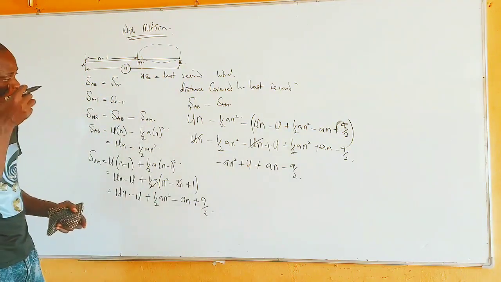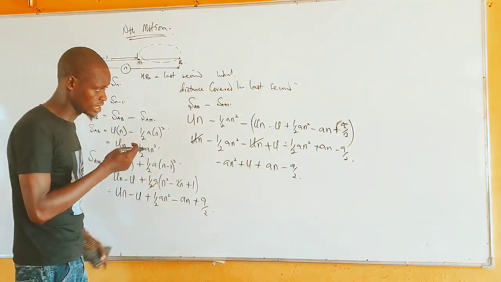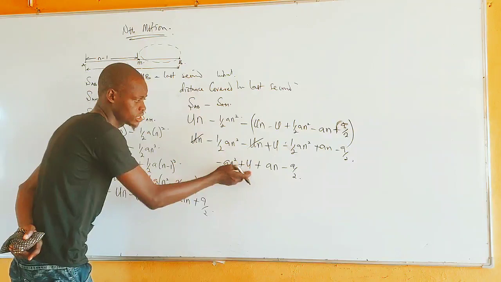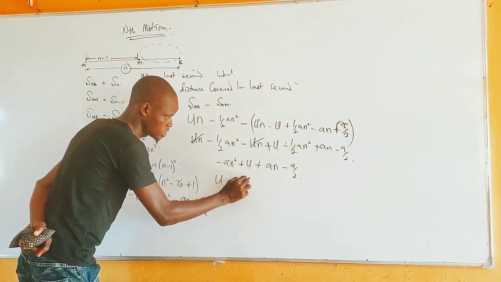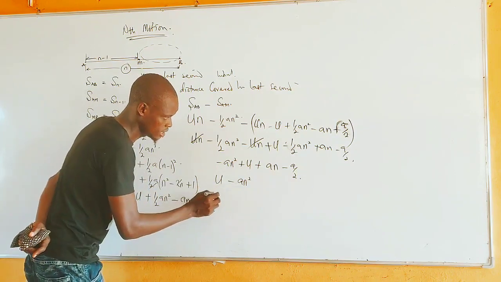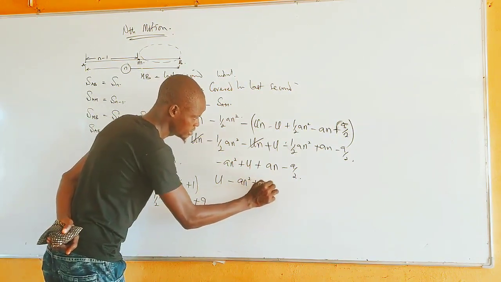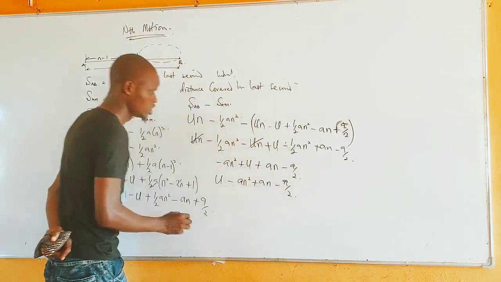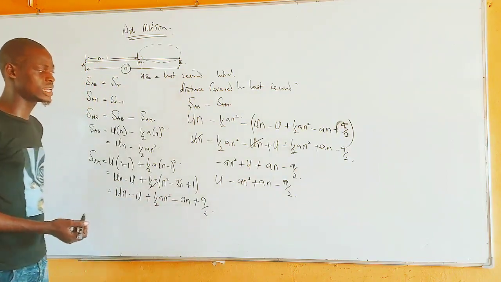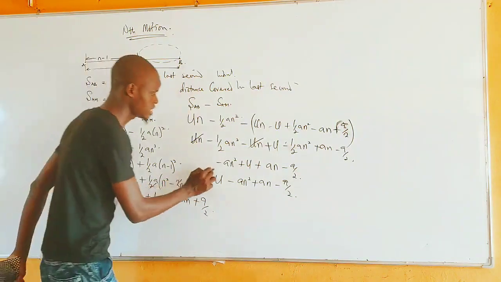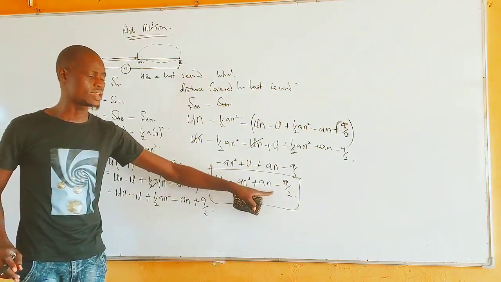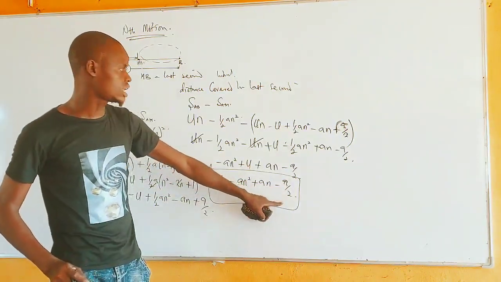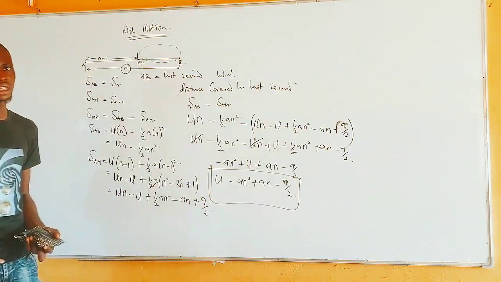Now, I think we've gotten towards one of our destinations. So I can easily bring this by saying u minus an squared plus an minus a over 2. So the distance that the body covered in the nth second can be given as this formula, u minus an squared plus an minus a over 2. Altogether, we can apply this formula to calculate the distance.